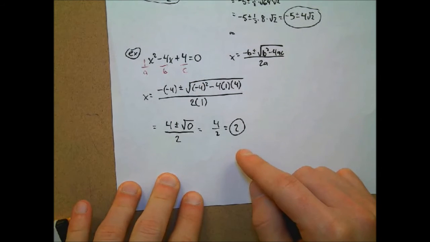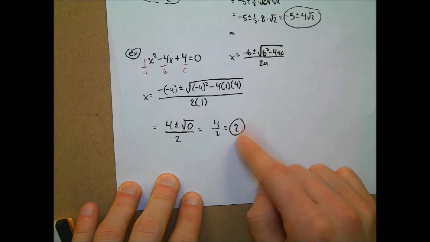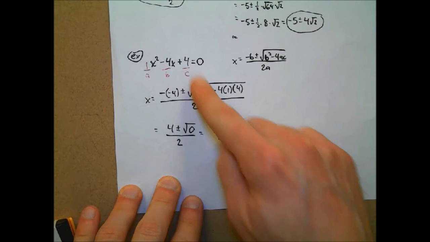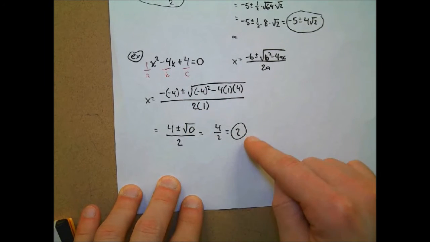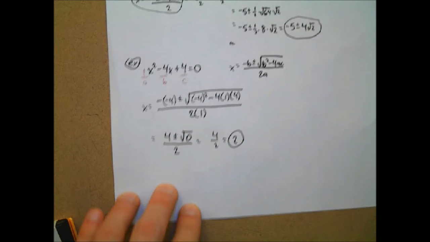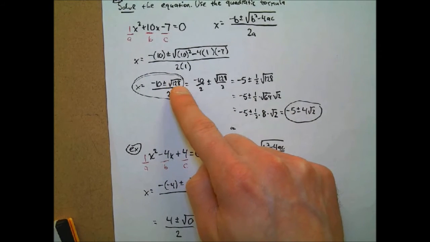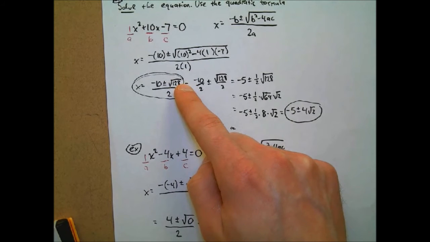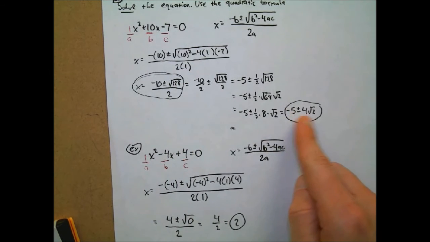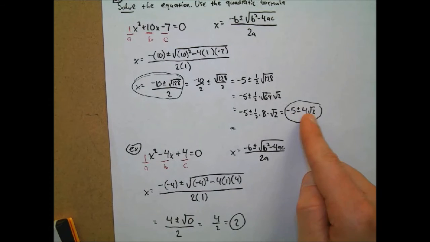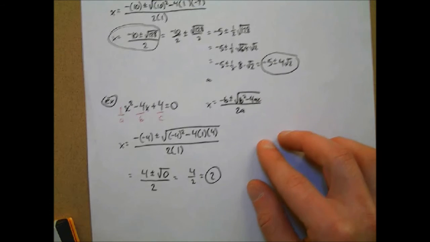So if we were to look at the discriminant here, the discriminant would indicate that we have one real solution. Our discriminant here is 0, and that indicates one real solution. And there is that one real solution. Here, our discriminant is positive, root 128, that's positive. So that indicates that we have 2 real solutions, and there are the 2 real solutions. Negative 5 plus 4 root 2, negative 5 minus 4 root 2. Okay?